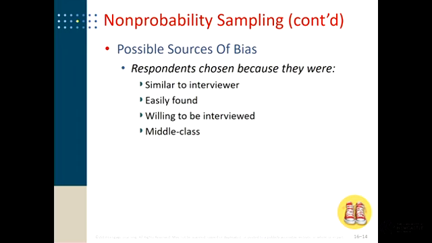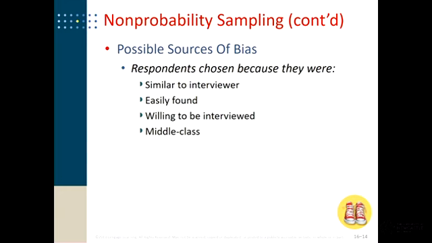The interviewer might favor respondents or responses that are of the same cultural background, for example. That's with regard to the respondents. With regard to responses, the interviewer might favor responses that align with the interviewer's position on the topic. Okay.